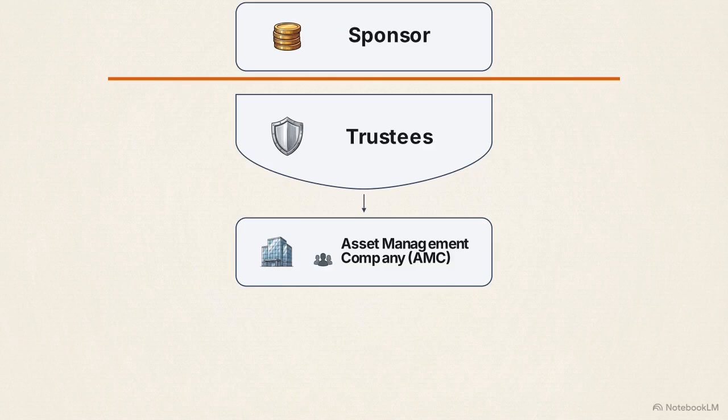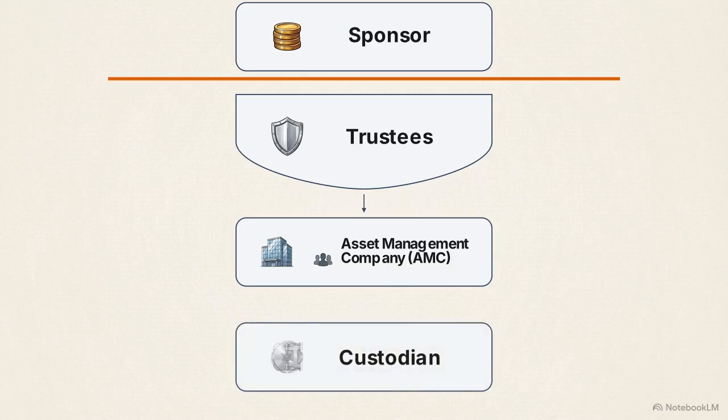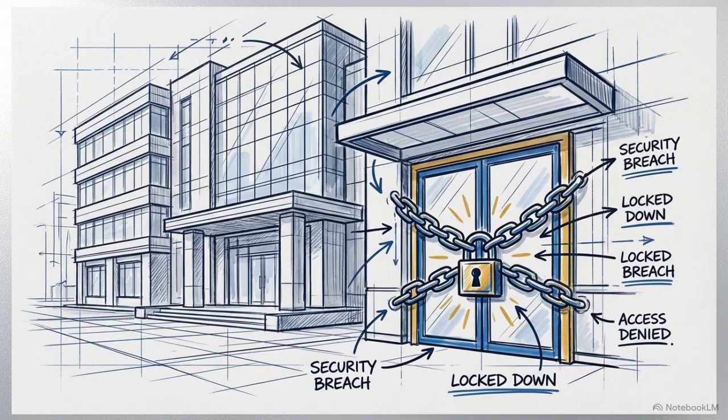To handle day-to-day investing, the trustees appoint an asset management company, or AMC. They employ the fund managers and analysts who decide where your 1 lakh rupees goes. But the AMC does not hold the money. That job belongs to the custodian, an independent entity that physically and electronically holds the actual securities. Notice how the line of custody bypasses the AMC entirely, which brings us to a critical question.